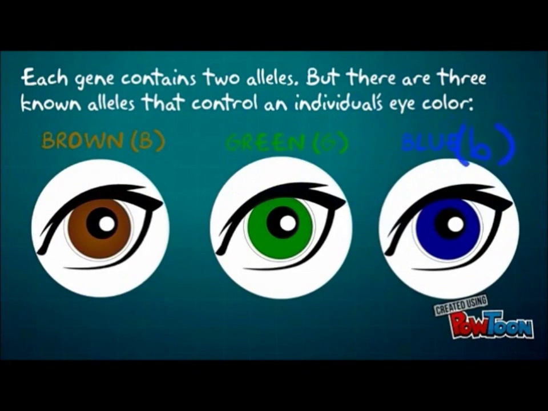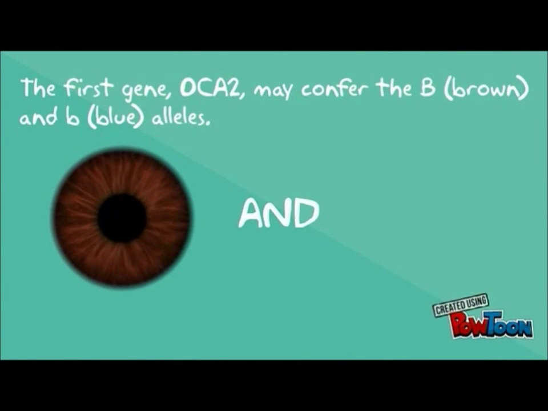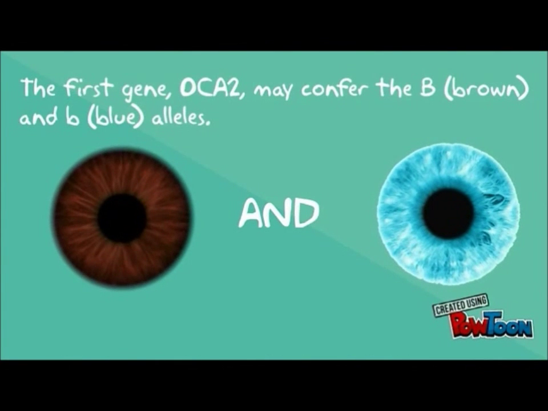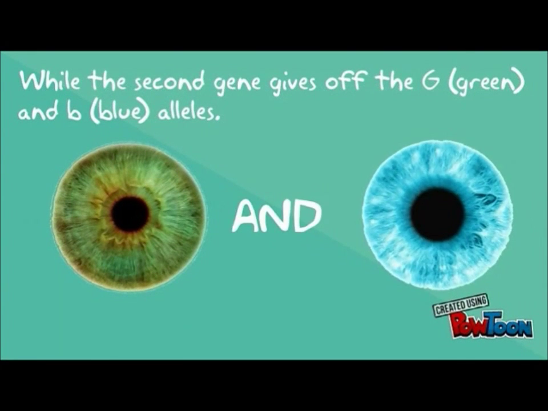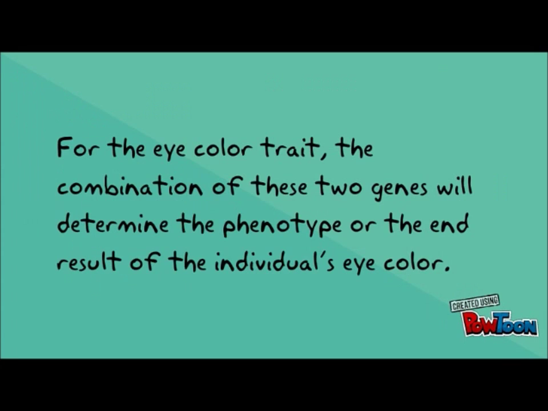Each gene contains two alleles, but there are three known alleles that control an individual's eye color. These are brown, green, and blue alleles. The first gene, OCA2, may confer the B, brown, and recessive b, blue, alleles, while the second gene gives off the green and blue alleles.